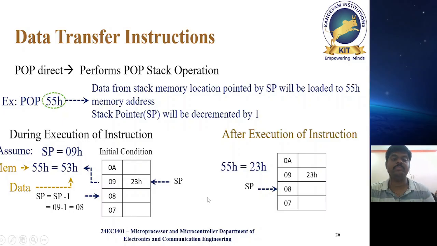So you should remember that whenever push is happening, increment the stack pointer, then load the data from the memory location to the stack. Whenever pop is happening, read the data from the stack, then decrement the stack pointer. The data read from the stack should be stored to some internal memory location, which here is 55. Understood? So keep it in mind.